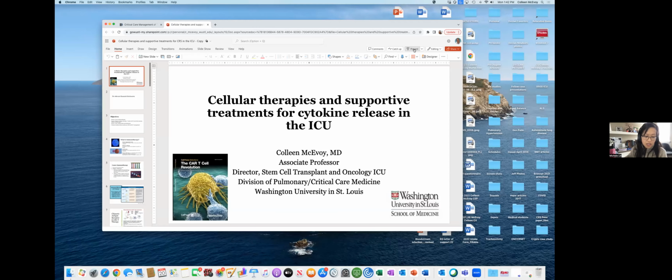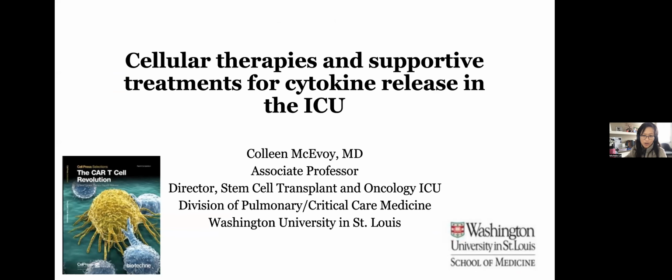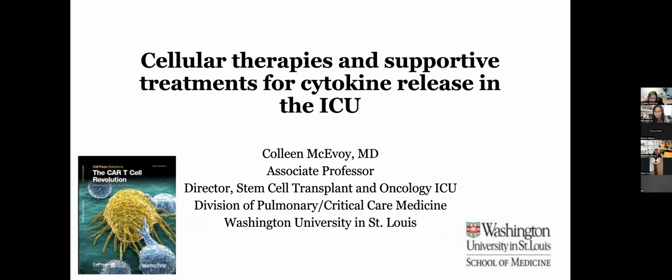McAvoy. She wears many hats at WashU St. Louis. So she is an associate professor in division of pulmonology and critical care. She's also the director of stem cell transplant and the ONC ICU. She also is associate director of the PH program there. She's going to be talking to us about cellular therapies and then cytokine release in the ICU. I'll hand it over to you.